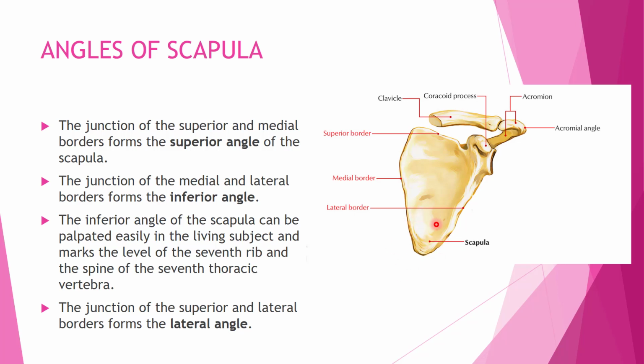This will come in your exam, that the inferior angle is present at the level of the 7th rib and the spine of the 7th thoracic vertebra. Then we will discuss the lateral angle. See here, the lateral angle is present at the junction of the superior border and the lateral border. This is called the lateral angle or glenoidal angle. Why is it called the glenoidal angle? Because here the glenoid cavity is present. This is the glenoid cavity with which the head of the humerus will articulate and form the shoulder joint. So in this slide we have discussed three angles: the superior angle, inferior angle and the lateral angle.